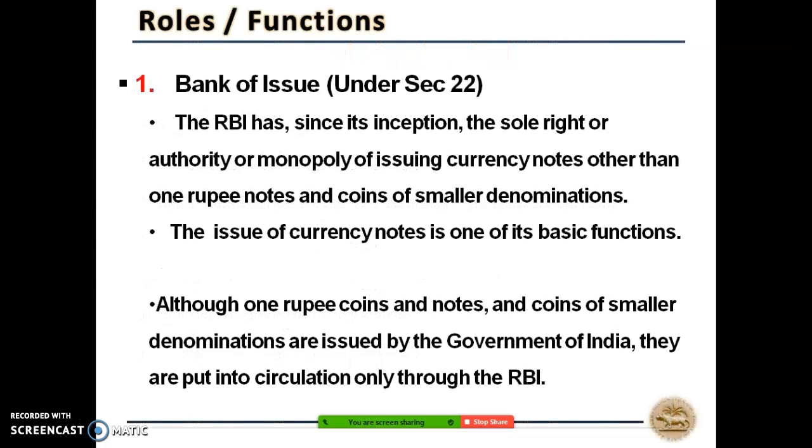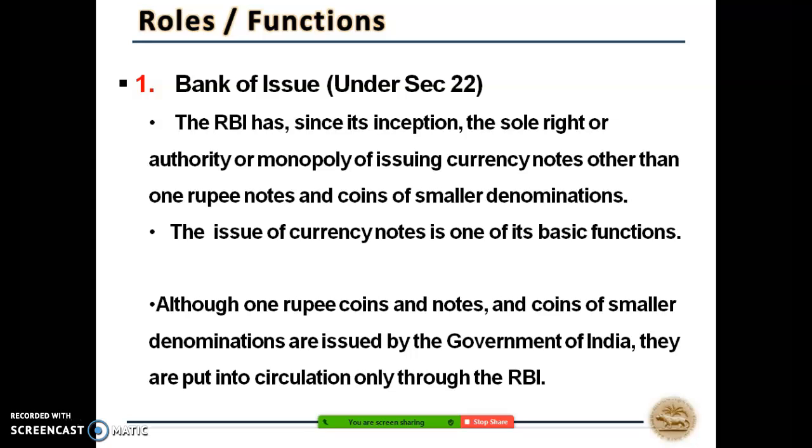Since its inception, according to Section 22, the RBI has the sole right, authority, or monopoly of issuing currency notes other than 1 rupee notes and coins of smaller denominations. So what is the meaning of currency notes other than 1 rupee and coins? This comes under the Ministry of Finance.